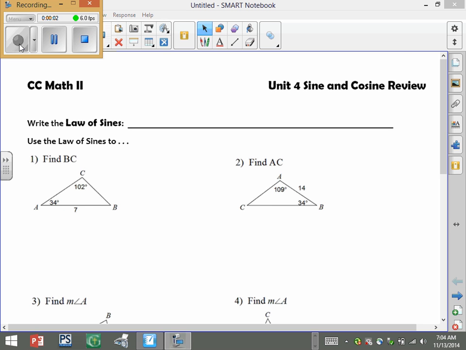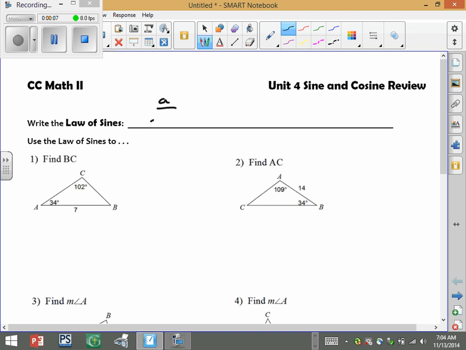We'll take a look here at the review sheet. So, first thing, write the law of sines. Remember, that's where we go side A over the sine of angle A, big A. You've got side B and the sine of angle B, big B. Or you could have side C over the sine of angle C, which is big C.